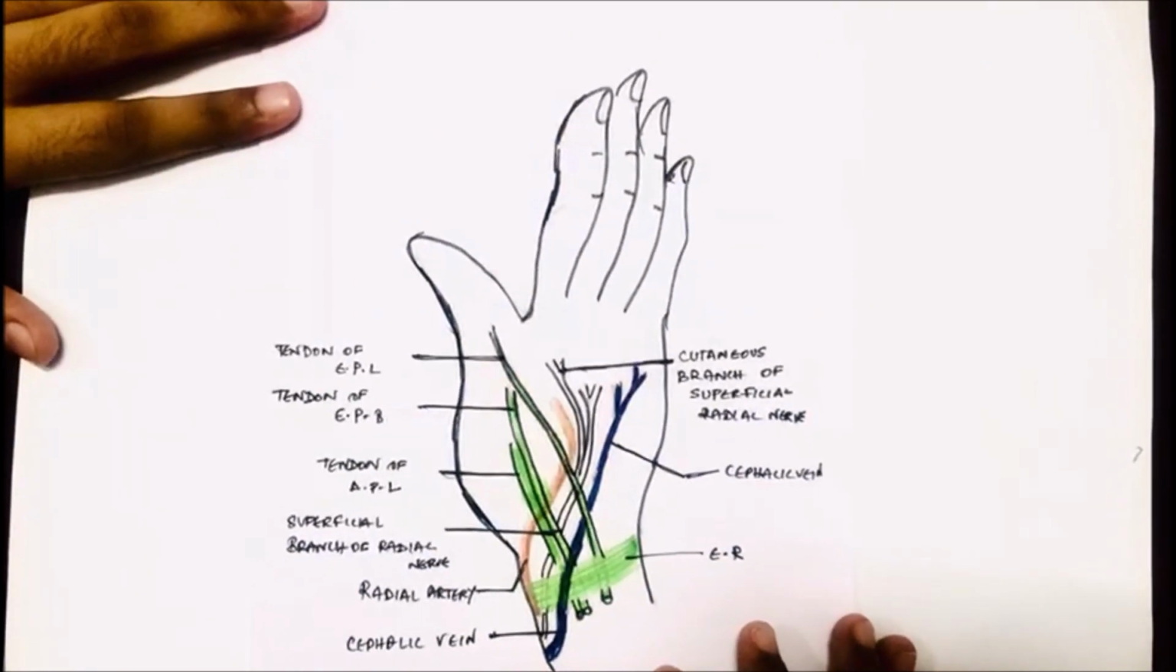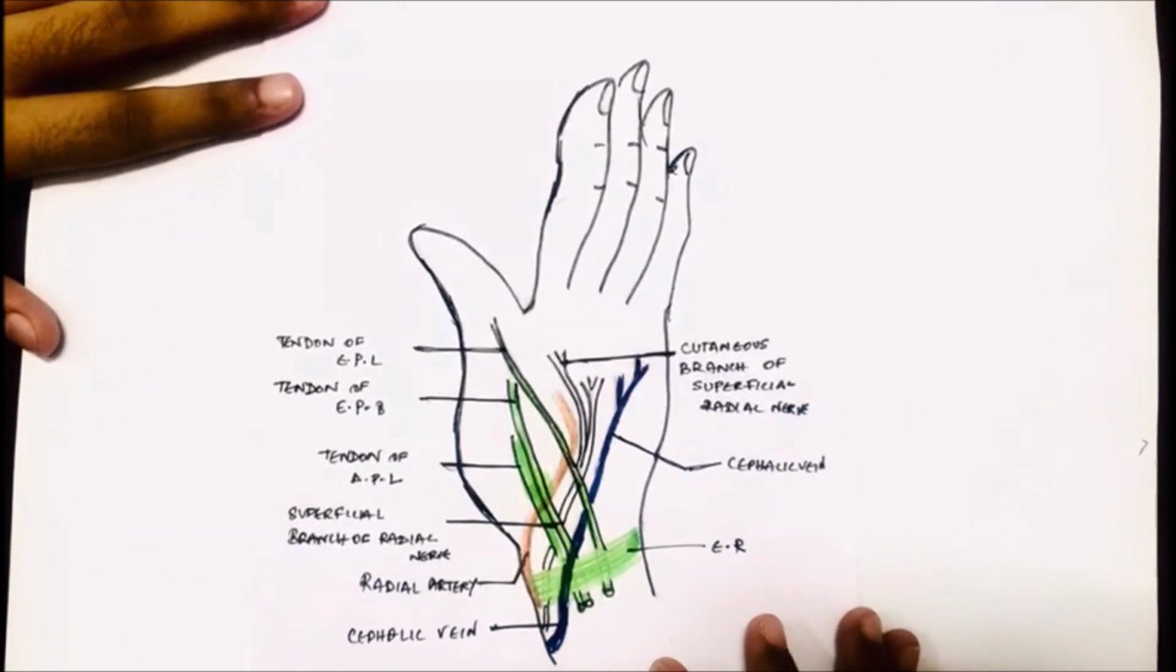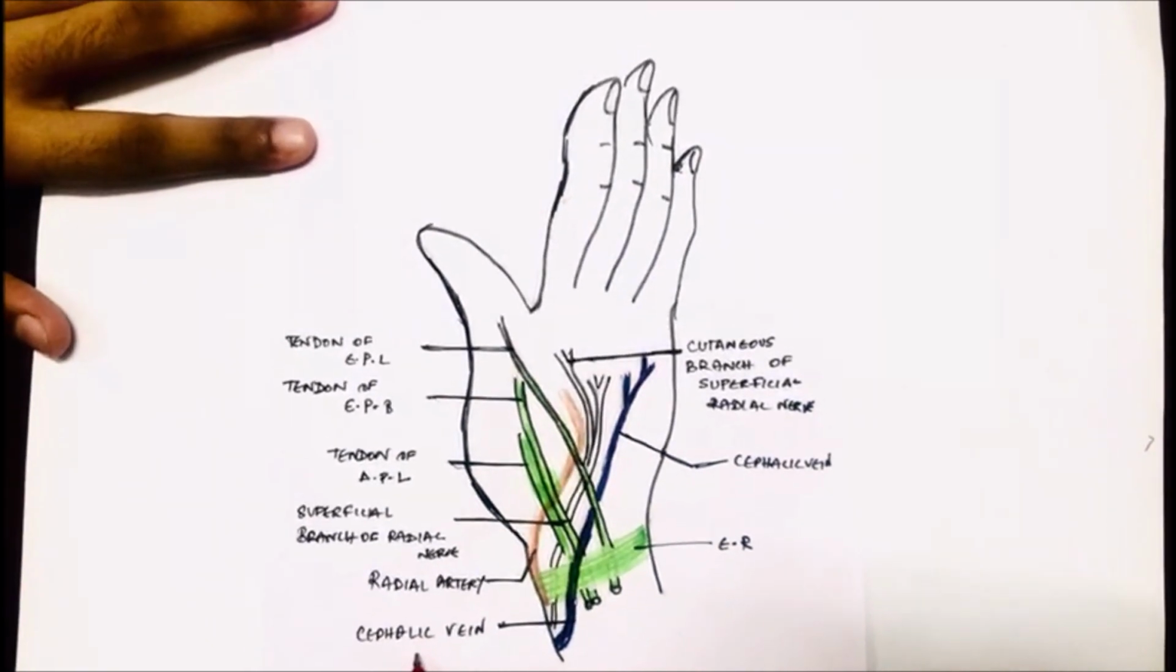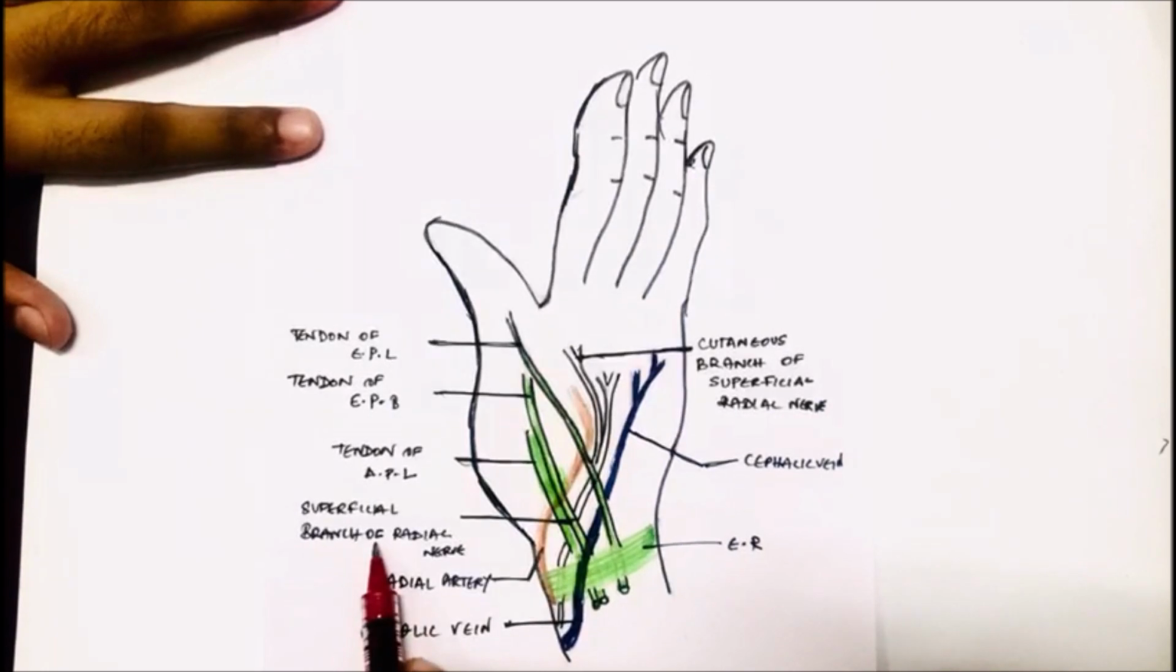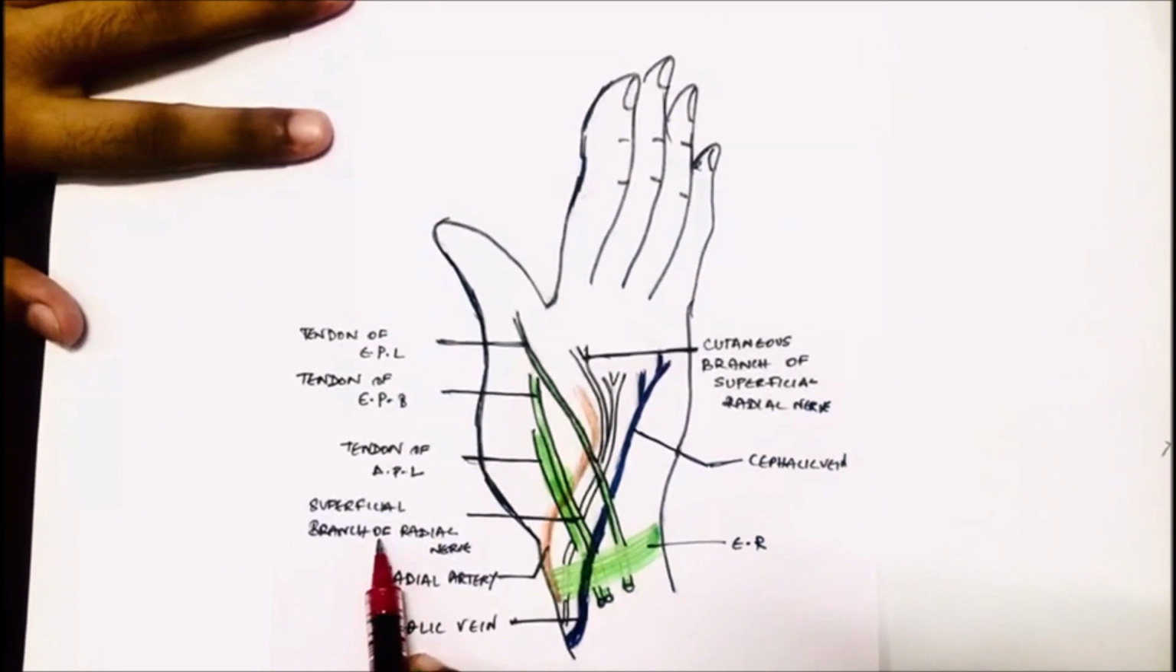Let us move on to the structures crossing the roof of the anatomical snuff box. The cephalic vein crosses from the medial to the lateral side and the terminal branches of the superficial radial nerve from the lateral to the medial side.